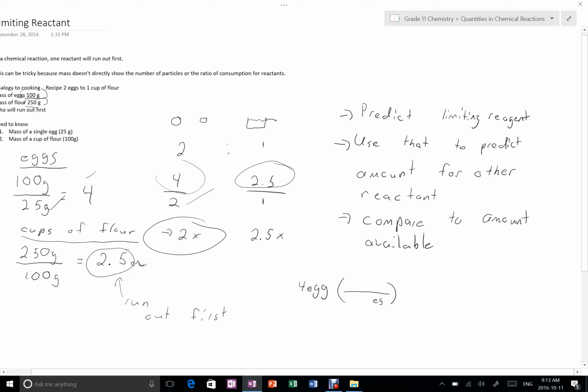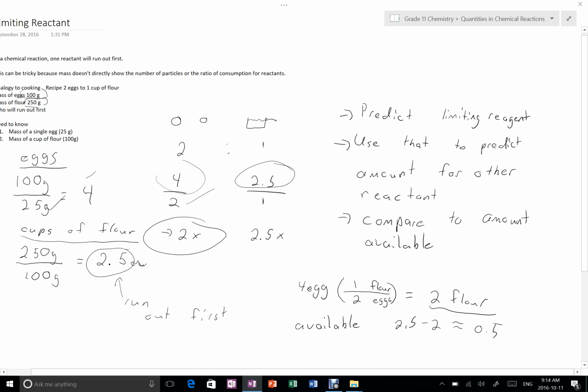I want to convert from eggs to flour. So for every 2 eggs, I have 1 flour. So that would mean I need 2 flours. And here I can see I have available is 2.5. So I only need 2. And so since when those 4 eggs were gone, there would still be 0.5 flour available, we can say that the eggs run out before the flour.